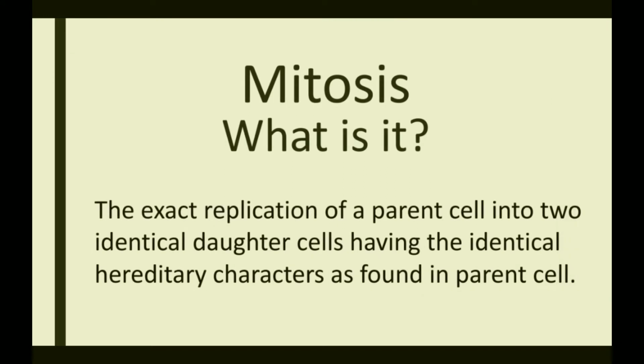Mitosis is the replication of a parent cell into two identical daughter cells having the identical hereditary characters as found in the parent cells. It is a type of cell division that occurs in somatic cells. Now this process has four phases.